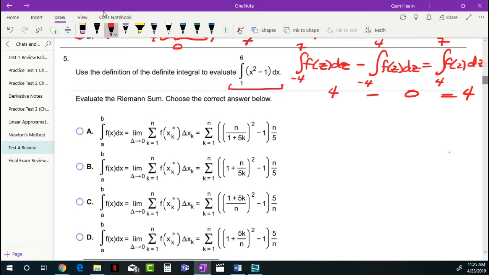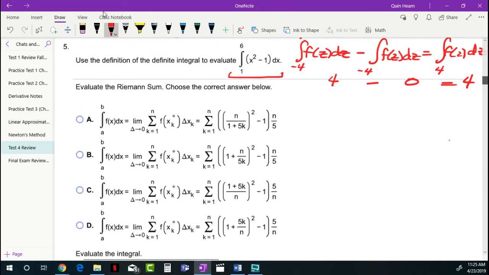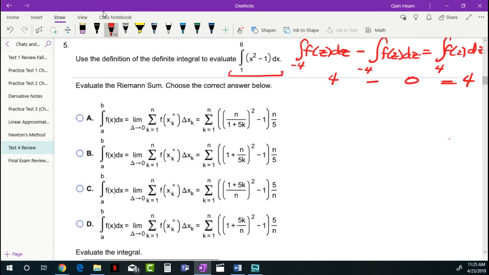Nice to see you. We're going to use the definition of the definite integral to evaluate the integral from 1 to 6 of x squared minus 1 dx using a Riemann sum. Okay, so again, the idea of a Riemann sum is that we're adding up a bunch of rectangles, and we're going to take the limit as those rectangles get smaller and smaller, or in other words, as the number of rectangles goes to infinity.